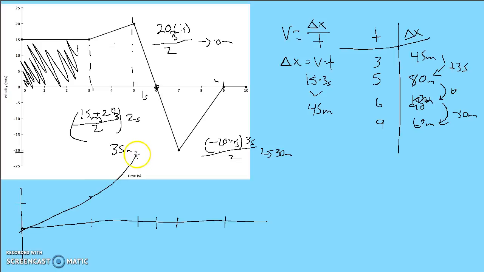But at this point, it turns around. Or doesn't turn around, it starts to slow down. So now the curve is going to change because we still go additional 10 meters, but we're now rapidly slowing to a stop. So at 6 seconds, where velocity is 0, our slope here is 0, and we're stopped.